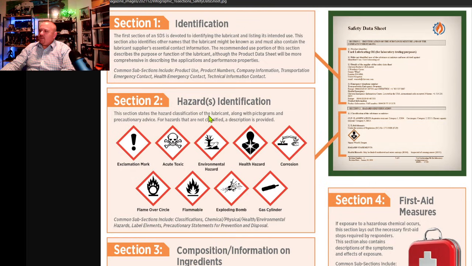Purpose of this module: many injuries and exposure incidents occur because SDS information is ignored, misunderstood, or never reviewed. This module addresses awareness, not compliance, emphasizing SDS as a risk recognition tool, not paperwork.